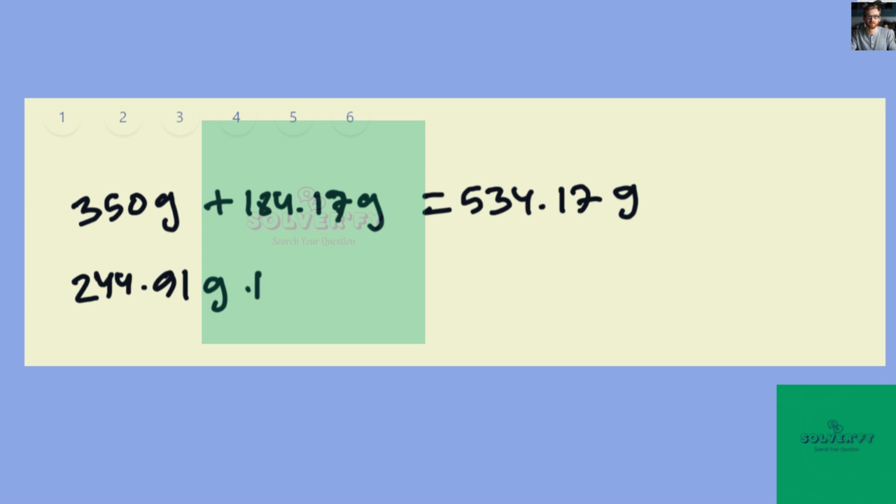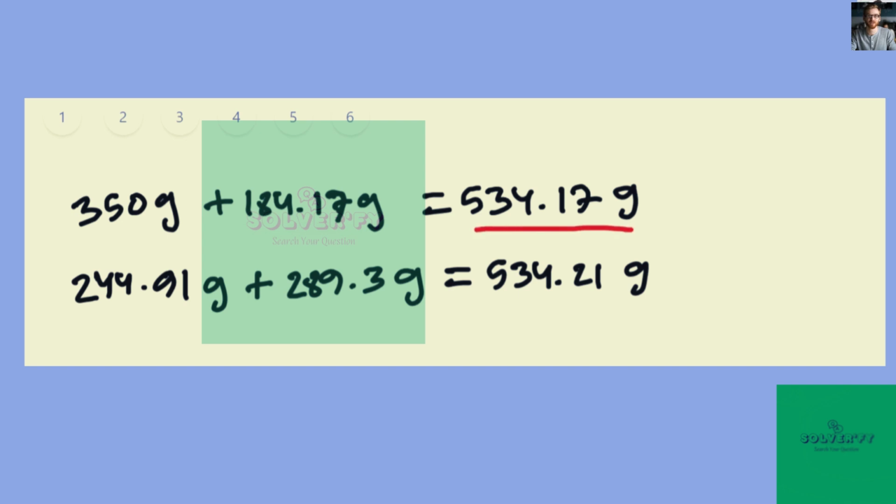and the products produced are 244.91 gram of Fe and 289.3 gram of CO2. So the total products are 534.21 gram. So you can see that the mass of reactants is almost similar to the mass of the products which is produced. That means the calculations in part B and C are consistent with the law of conservation of mass.